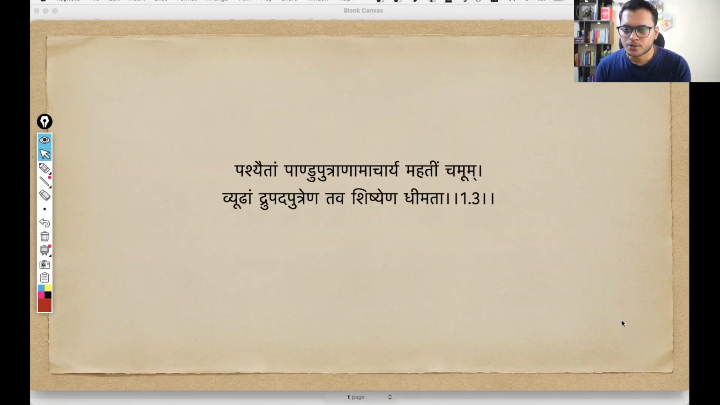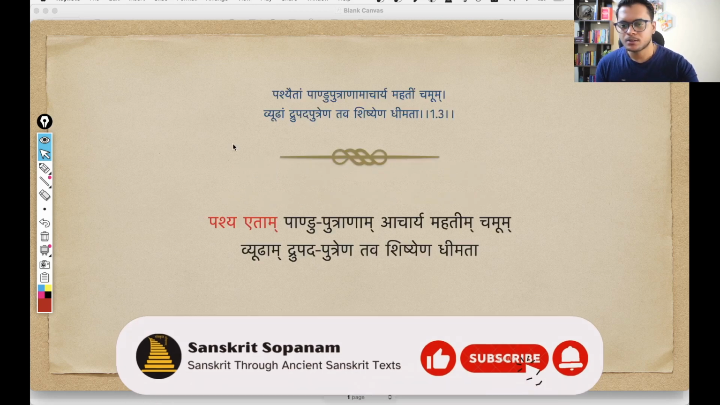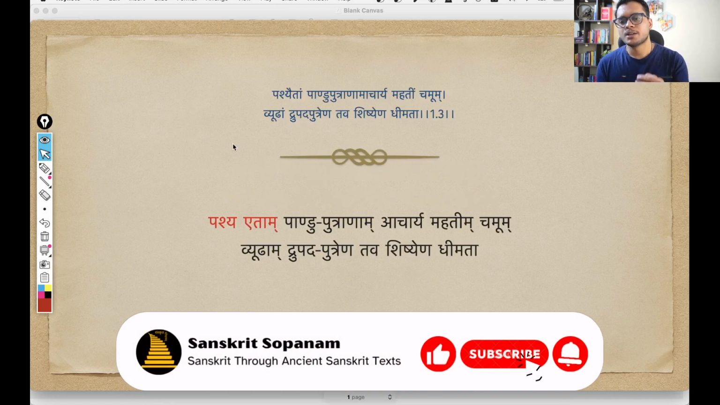As you can see on my screen, I have the third shloka ready with me. Let me quickly go through it once. पश्यैतां पाण्डुपुत्राणाम् आचार्यमहतीं चमूं व्यूढां द्रुपदपुत्रेण तव शिष्येण धीमता. So this is our shloka, and again first we'll take a look at the Sandhi Vichhed version of the shloka.